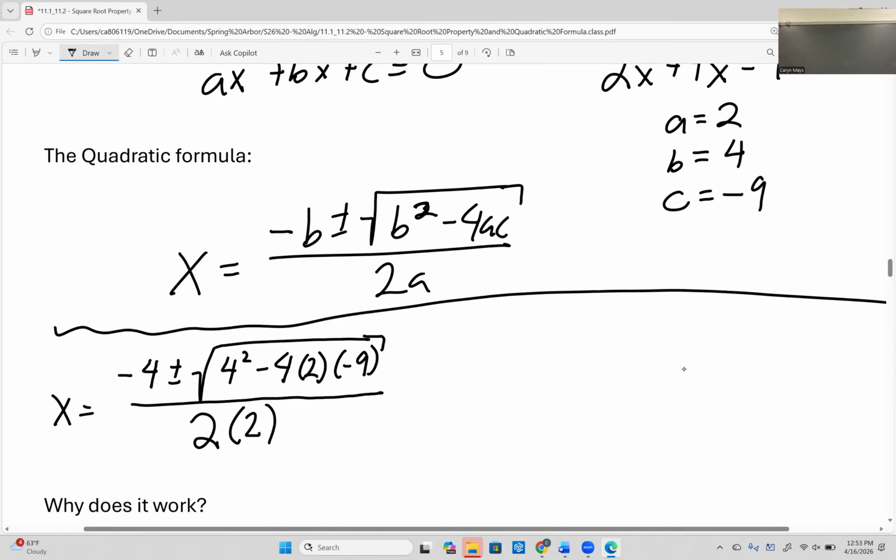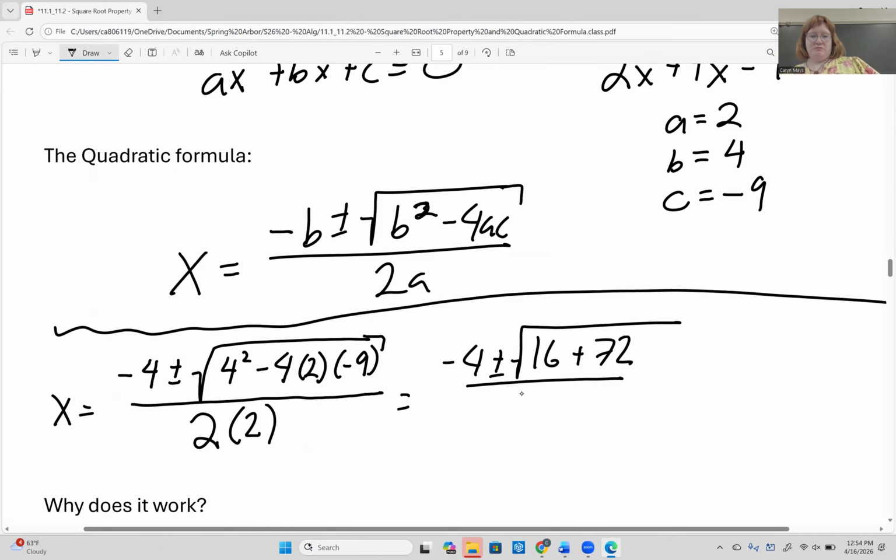What is 4 squared? 16. 4 times 2 times 9. 72. 2 times 2? 4. 16 plus 72. 88. So we have -4 plus or minus the square root of 88.